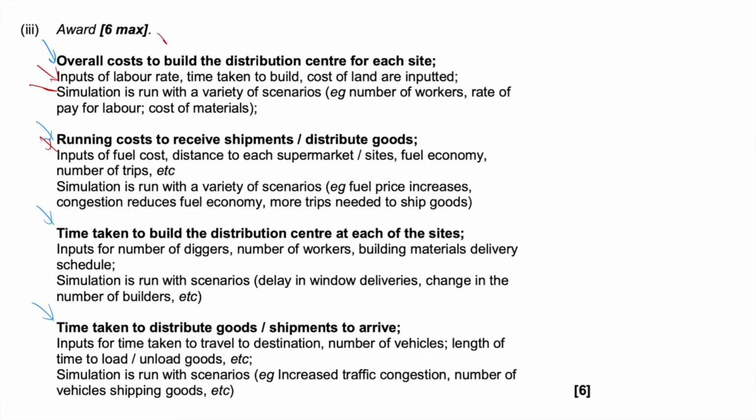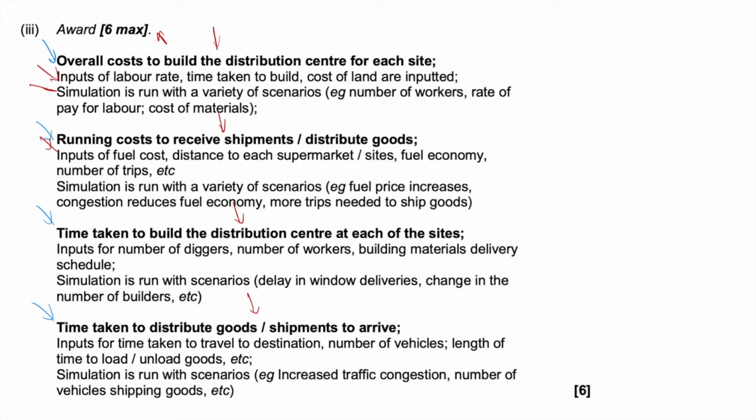And this is a 6-point question, so I'd probably say you need to have at least 2 of these. So 2 major contexts for running simulations, and then the variables associated with them, as well as what we'd actually change in the context of the simulation. But yeah, cost to build distribution centers, cost to receive shipments or distribute goods, time taken to build, and time taken to distribute goods and shipments to supermarkets.